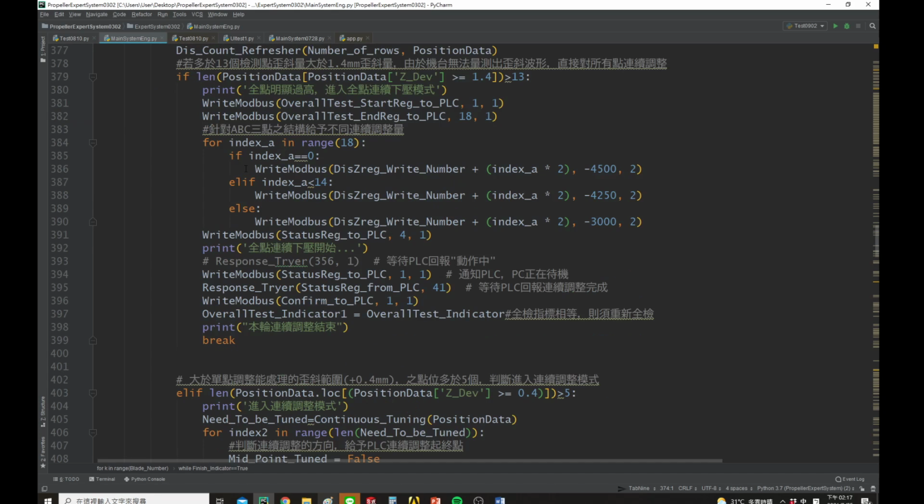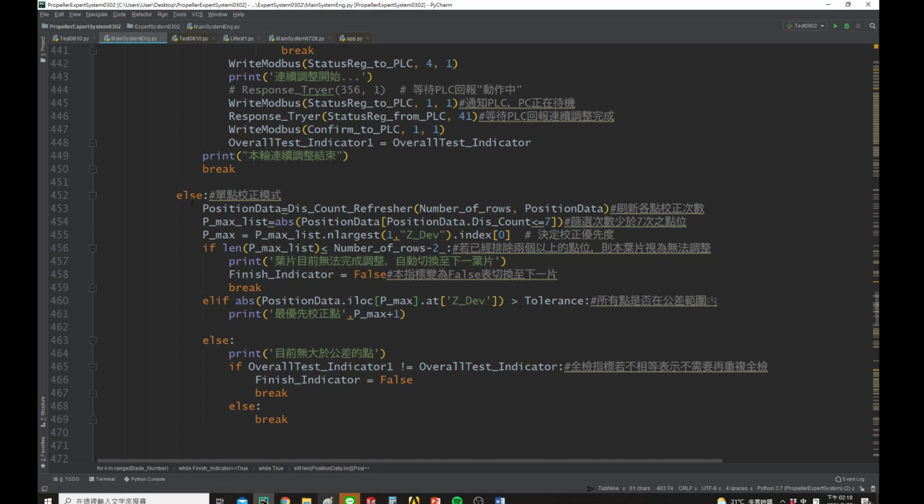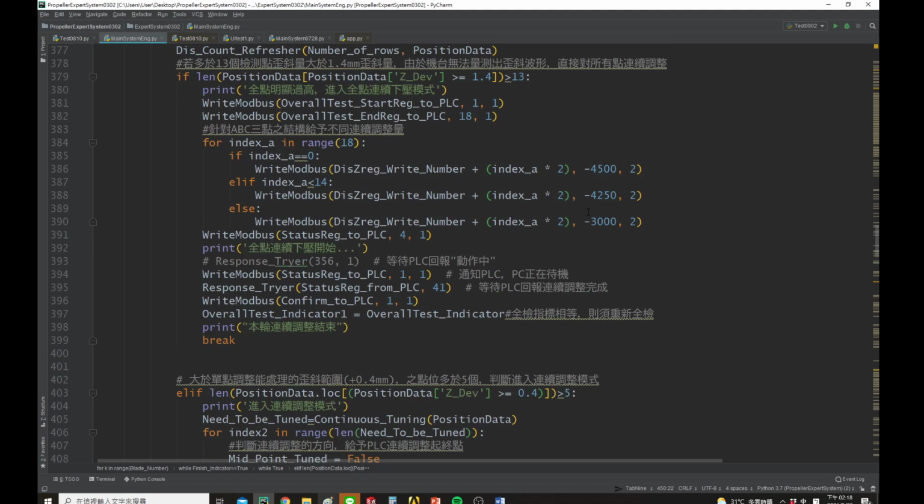So here there are 3 discrimination of tuning modes, right? The first one is the total continuous tuning mode, the second one is the continuous tuning mode, and the third one is single point mode. Okay. In the total continuous tuning mode, the reason that I told you yesterday is for all the points are much higher than a tolerance.